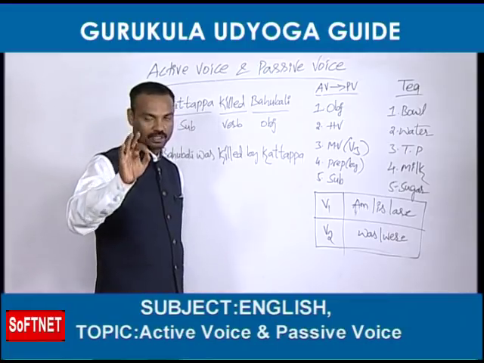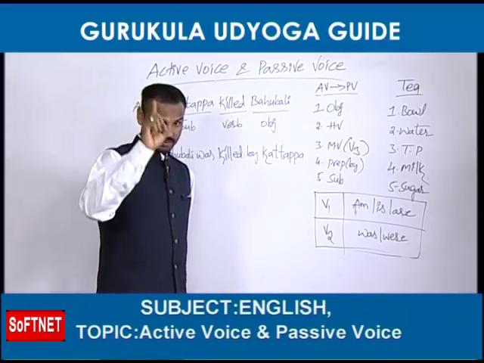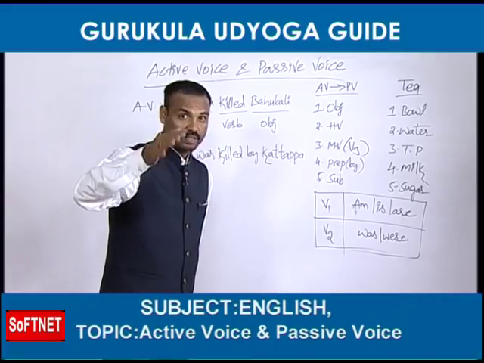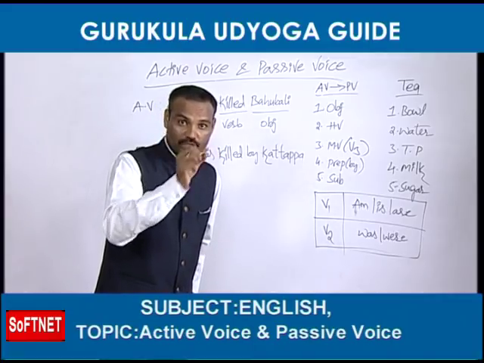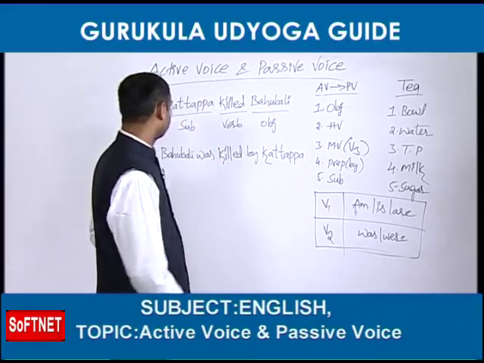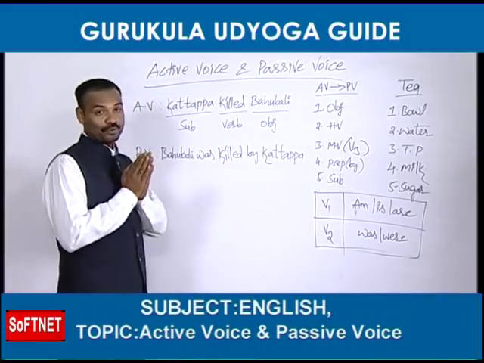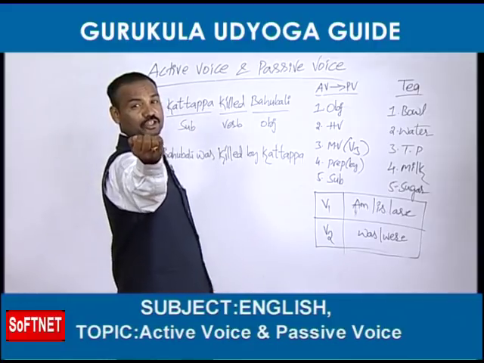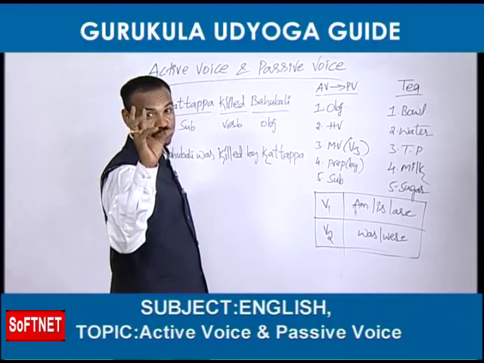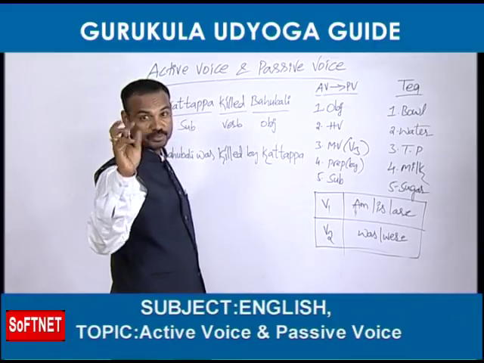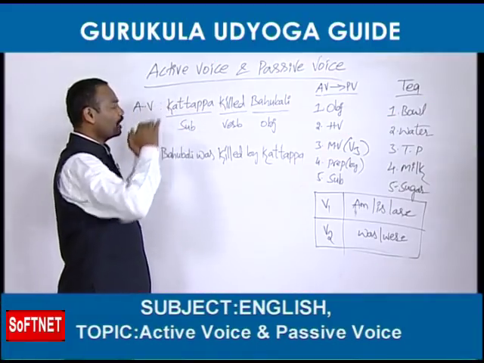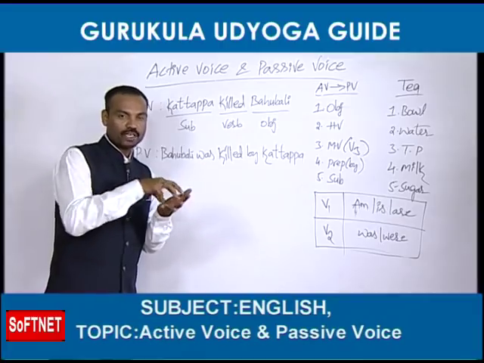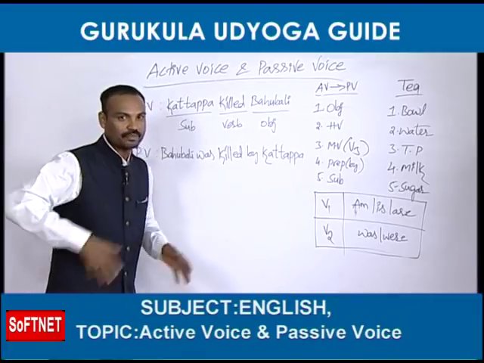So friends, dear friends, please remember that before going to change an active voice into passive voice, first you should know where is the subject, where is the object, where is the verb in that given active voice. Now I am going to tell you some sweet and top techniques to find out the subject and object in the given active voice. Come on. Here, Kattappa killed Bahubali. This is one active voice. Now we are going to change this active voice into passive voice.